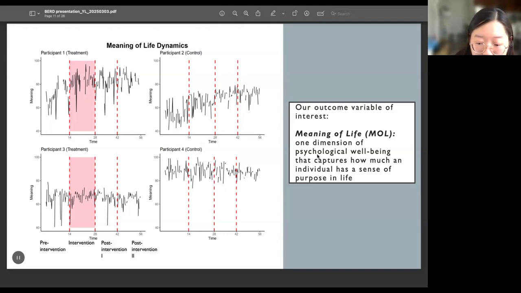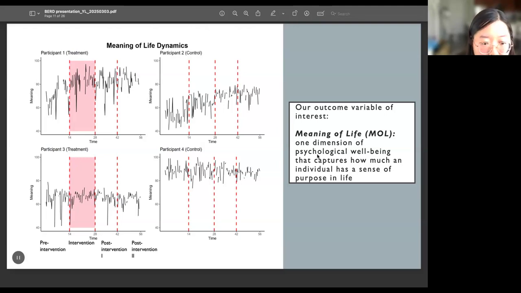We can see that there are very different change patterns in their dynamic features over time. For instance, if we look at participant 1, there is a notable increase in baseline level, or the average level, from pre-intervention to intervention. And then this increased level stays even after intervention. Participant 2 from the control group also shows a gradual increase in their baseline level, although not very large and very obvious.